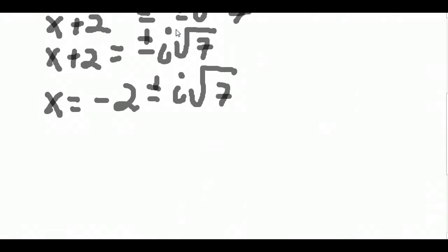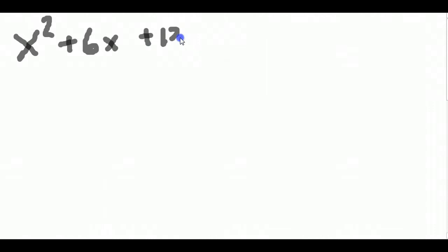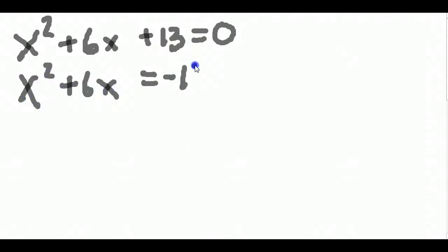So let's do another one of those. This time the problem is going to be x squared plus 6x plus 13 equals 0. Now, we know that 13 is not a perfect square, so we have to move it over to the right. So we get x squared plus 6x equals negative 13. Everybody agreed?